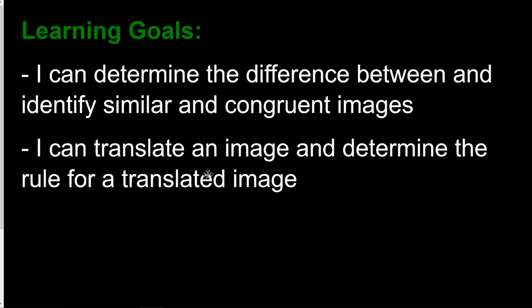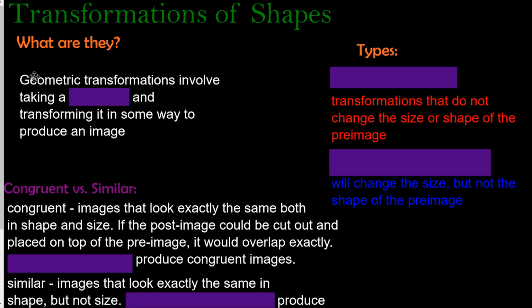The second one is I can translate an image and determine the rule for a translated image. So let's get started. The first thing is we're going to learn quite a few definitions. Geometric transformations involve taking a pre-image and transforming it in some way to produce an image. This is what you did with that activity.